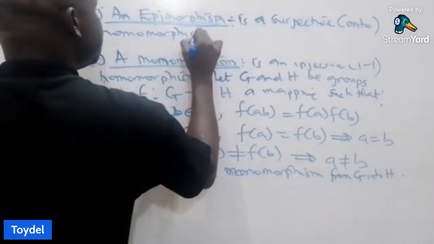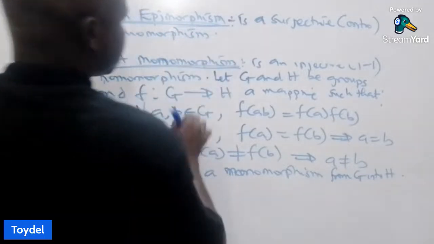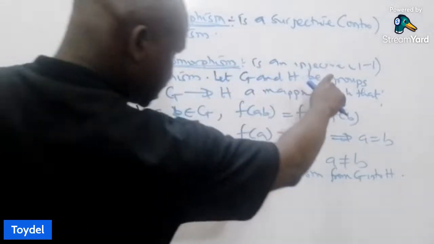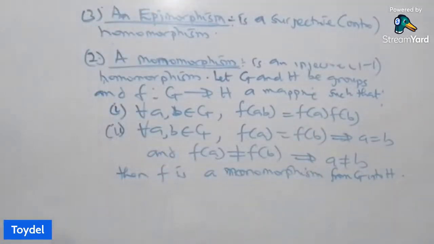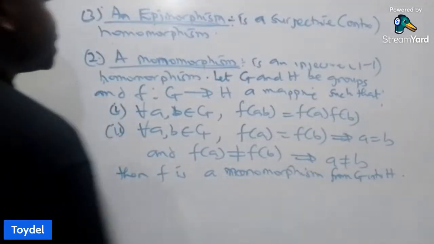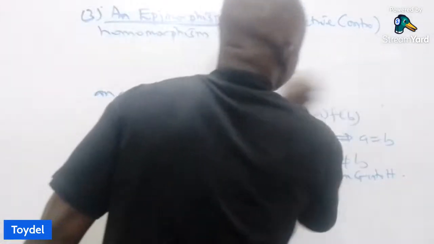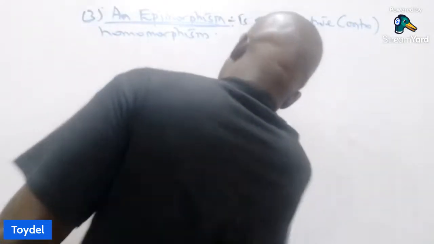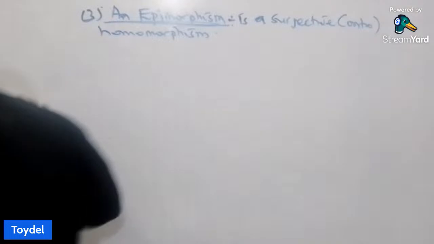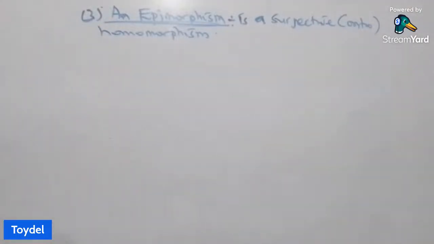Please let's note the difference between all these. A monomorphism is injective, that's one-to-one. So this epimorphism is a surjective homomorphism. So this one is onto. It is called onto. It's an onto homomorphism.